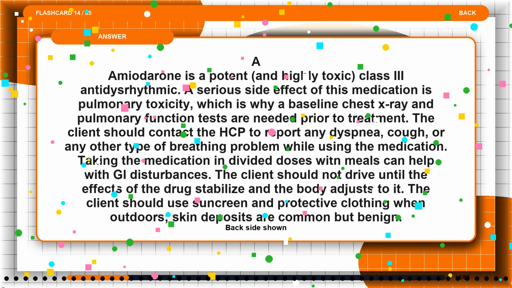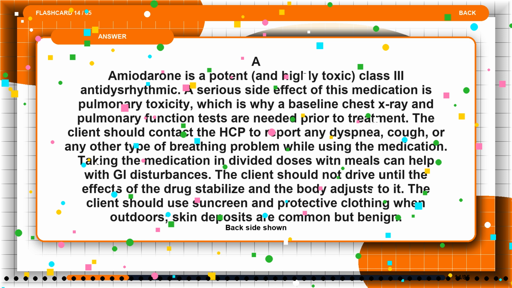The answer is amiodarone is a potent and highly toxic class III antidysrhythmic. A serious side effect of this medication is pulmonary toxicity, which is why a baseline chest X-ray and pulmonary function tests are needed prior to treatment. The client should contact the HCP to report any dyspnea, cough, or any other type of breathing problem while using the medication. Taking the medication in divided doses with meals can help with GI disturbances.